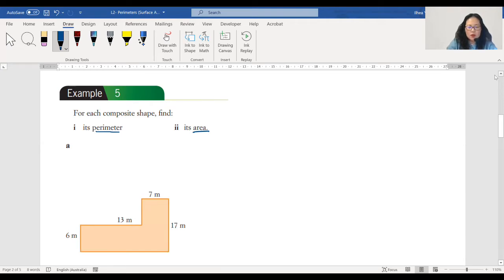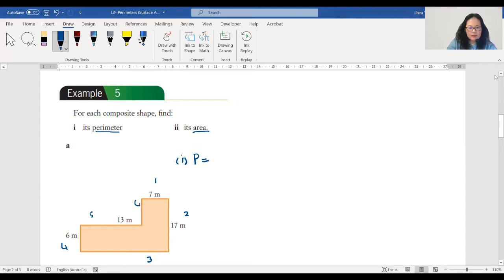We can't really call any name for this because we don't have the name for this particular shape. So we're just going to call it composite shape. First, I need to find the perimeter. I'm just going to call it a capital P for perimeter. Now, have a look. How many sides do we have here?